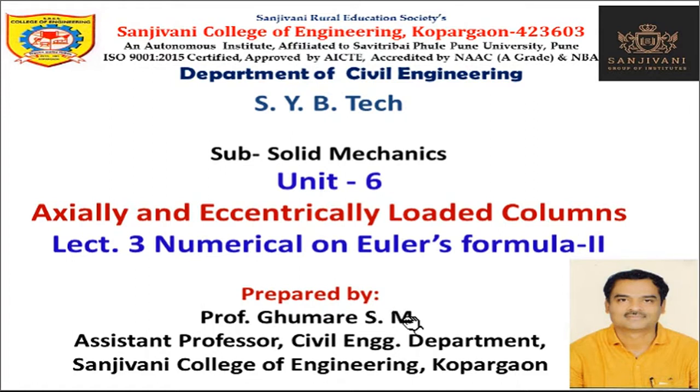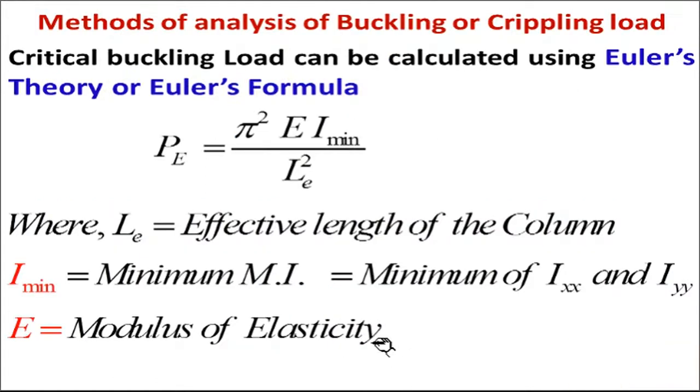In your final examination, there will definitely be one or two problems based on this column theory, so it is very important to solve the problems. Everybody should be able to solve these numericals because they are very simple. Here you have to use either Euler's formula or Rankine's formula. Carefully calculate MI, and carefully put the end condition and its effective length. Then there is no chance of any mistakes.